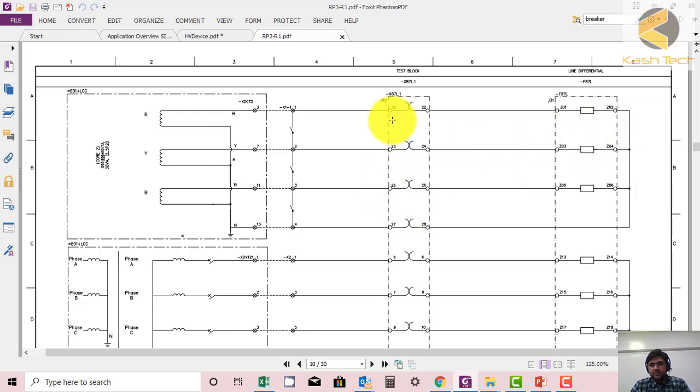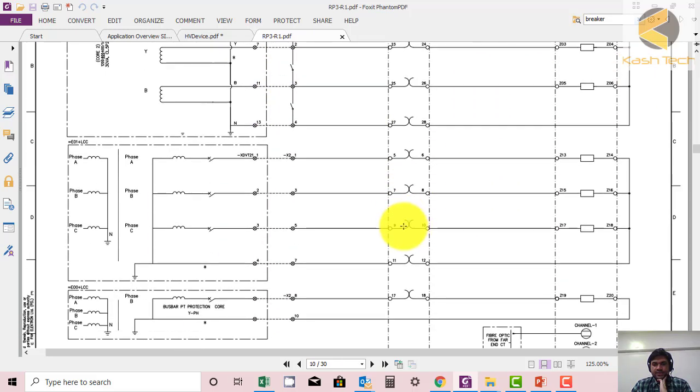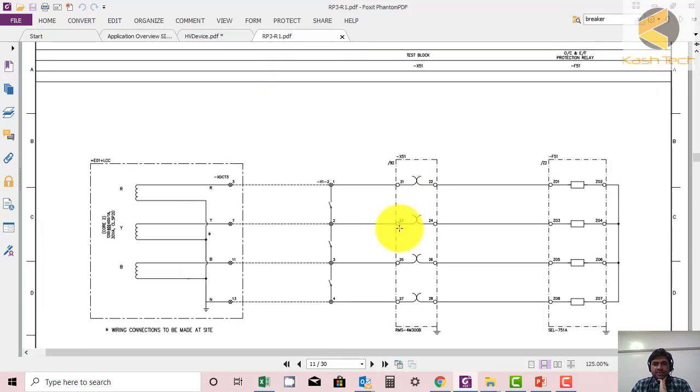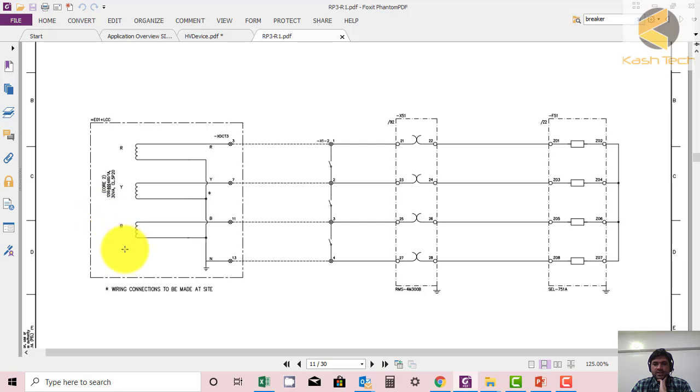So when you insert the plug, it will put insulation between 21 and 22, and it will isolate the yard side from the relay side. So let's go through again. This is the CT circuit, and it's coming to the shorting link, then further coming to the test plug, and this is the relay again.